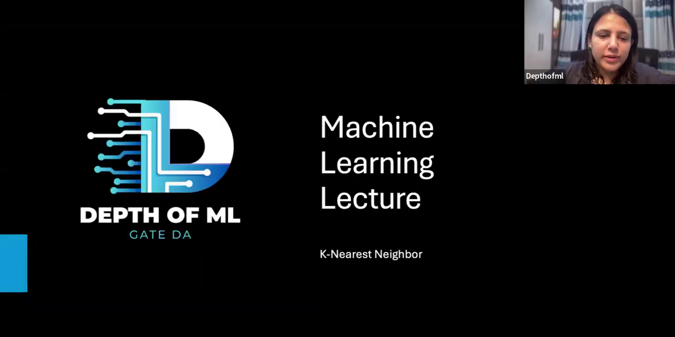Hello everyone, welcome back to the machine learning lecture. Today we'll be starting K-Nearest Neighbor. It's one of the simplest algorithms that you will see in machine learning. And you might see a little bit of similarity in this algorithm when compared to the K-means algorithm. Though K-means is unsupervised learning, K-Nearest Neighbor is a supervised learning algorithm.